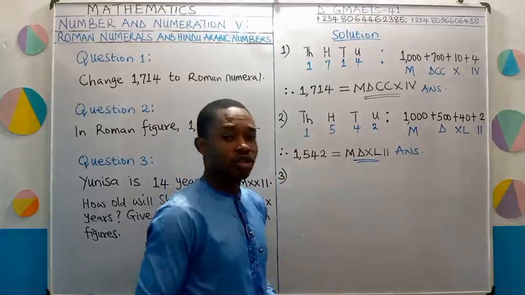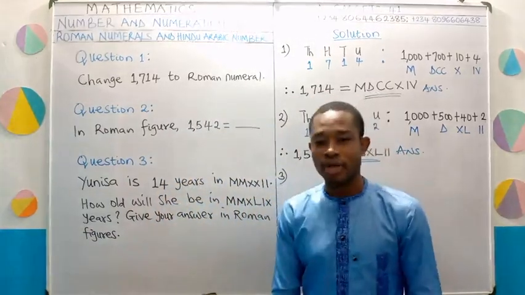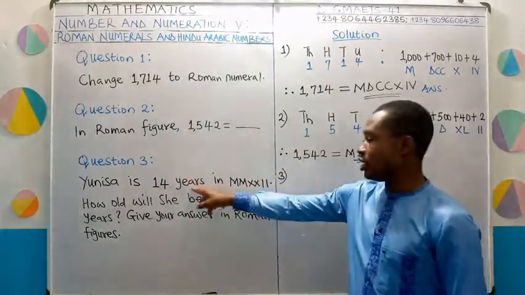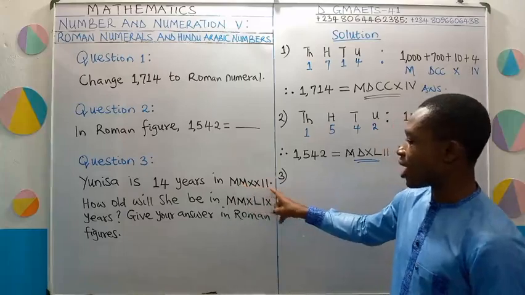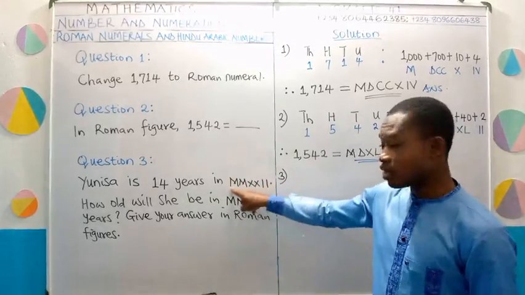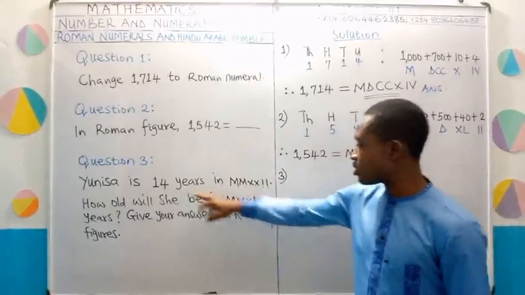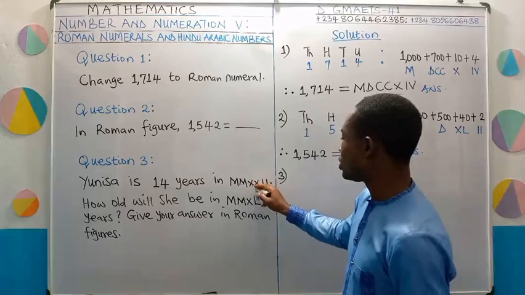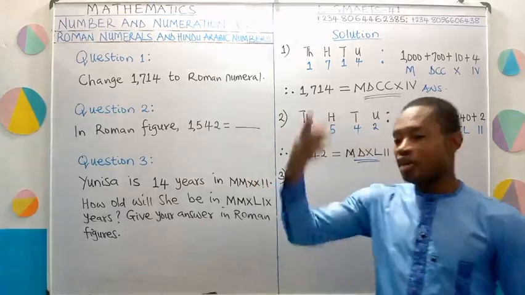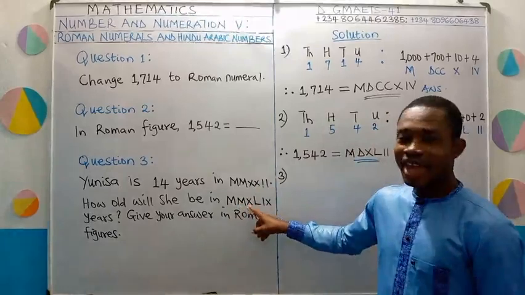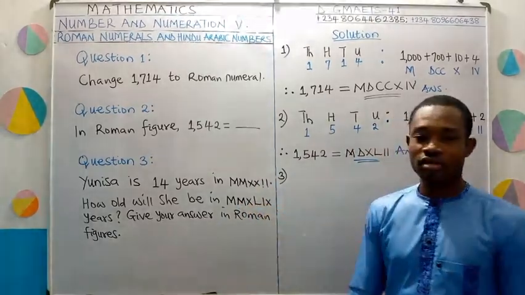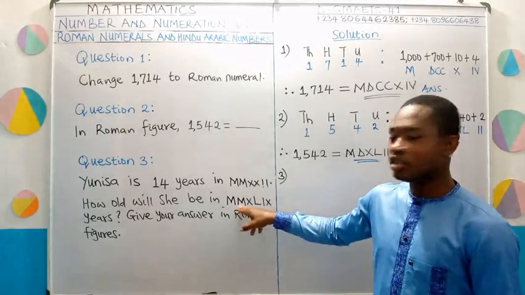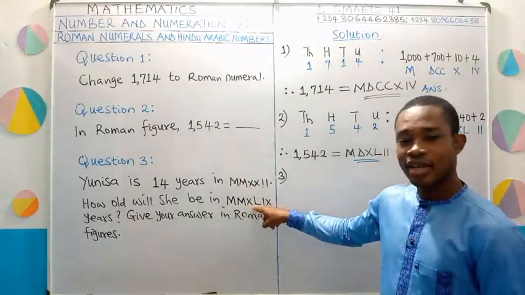We are going to conclude with the last question, alright? Unisa is 14 years in MMXXII. So this is a particular year, and in that year, Unisa is this age, 14 years. Alright, now how old will Unisa be in the year MMXLIX? So we want to get the age of Unisa in this year.